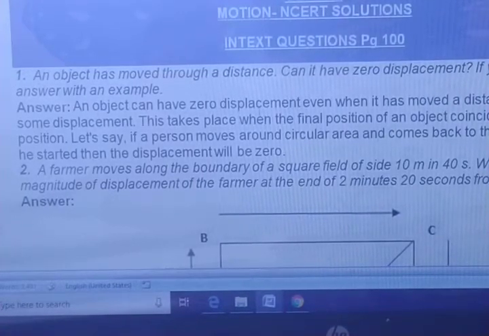An object can have a zero displacement even when it has moved a distance. This takes place when the final position of an object coincides with its initial position. Let's say a person moves around a circular area and comes back to the place from where he had started, so the displacement will be zero.